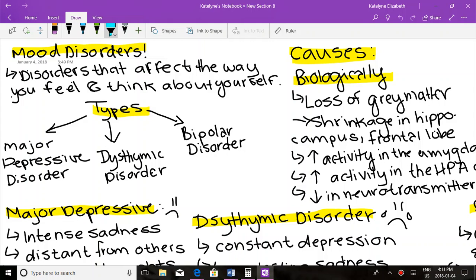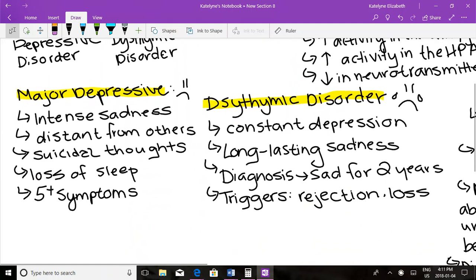major depressive disorder, dysthymic disorder, and bipolar disorder. So those are the three major types that we're going to be talking about today. So let's go ahead and talk about what major depressive disorder is.